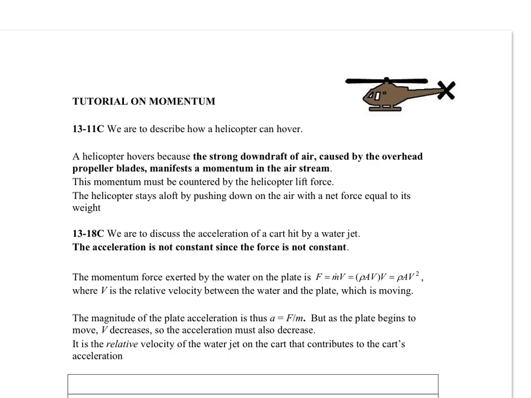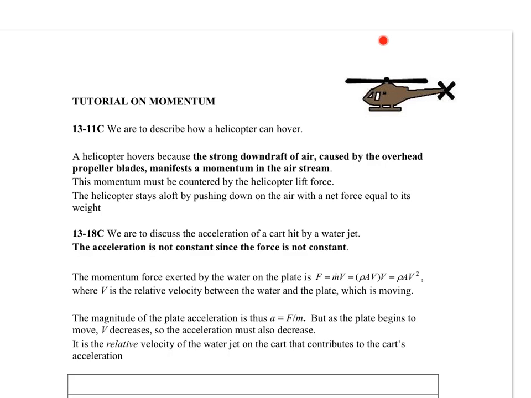So if we look at our helicopter, the air, stationary air, is drawn down through the helicopter blades. This drawing down action is created by the rotation of the helicopter blades. And according to the solution, we are told that it manifests as a momentum on the airstream.